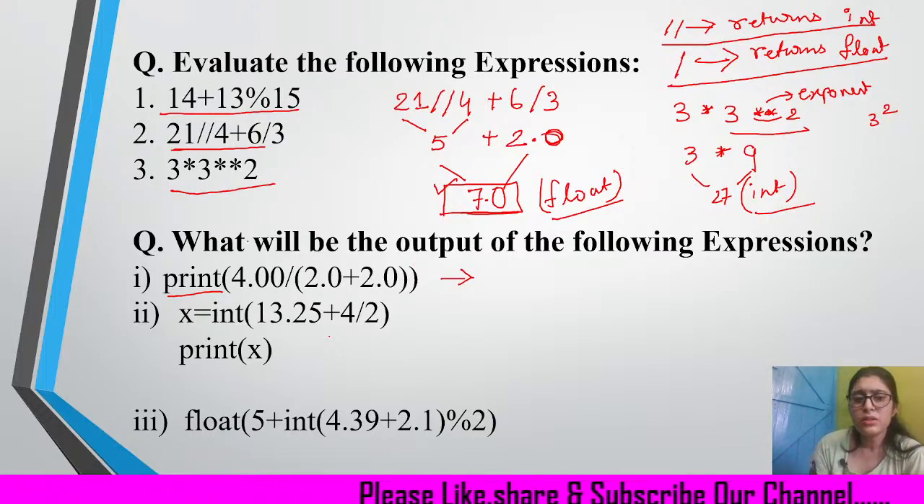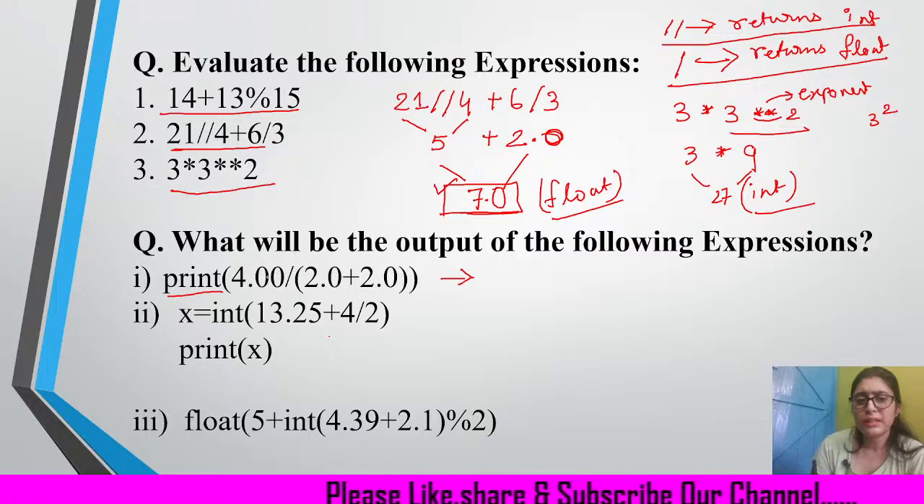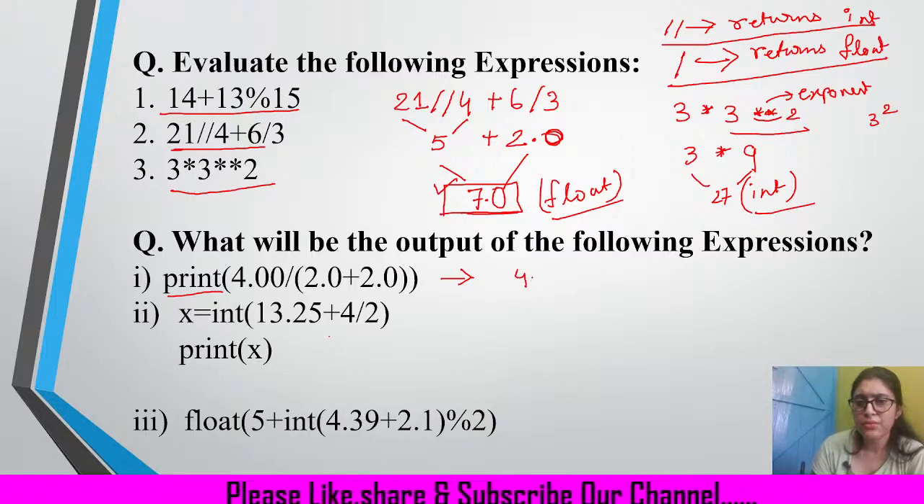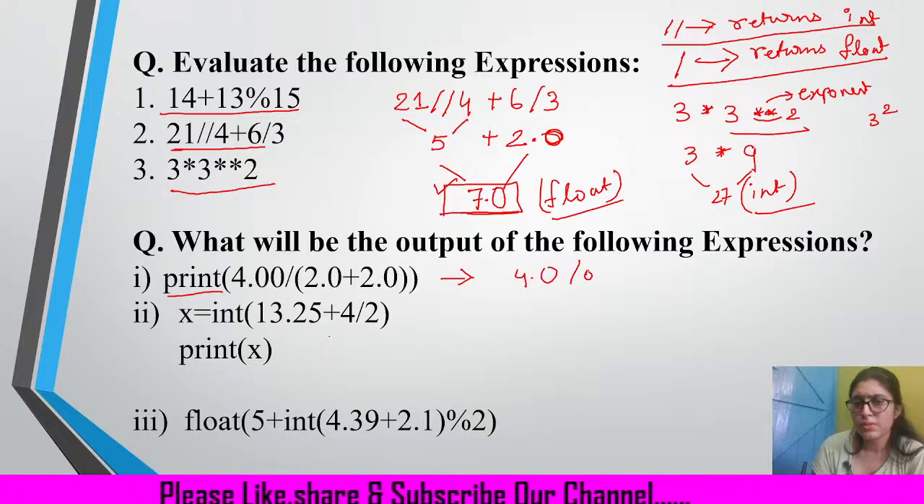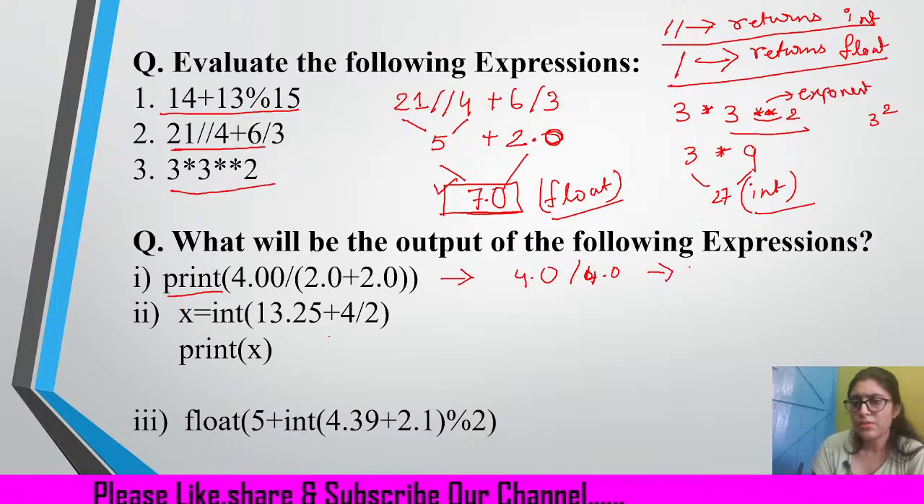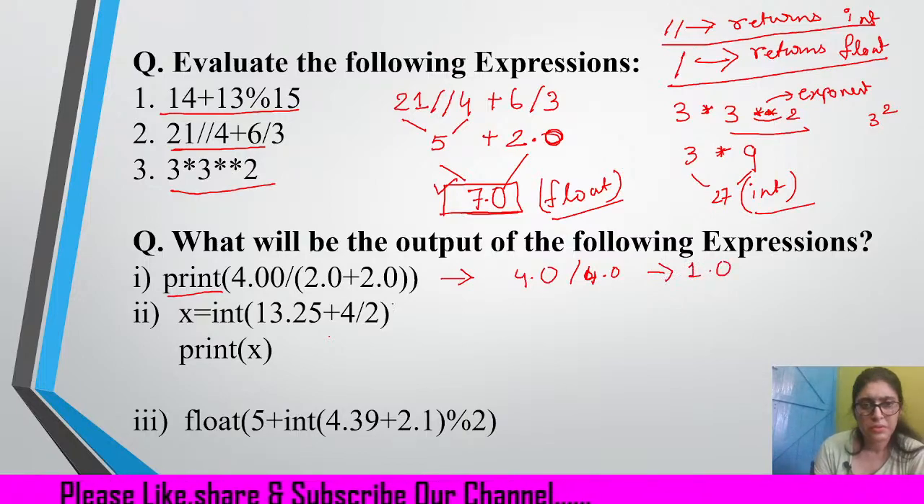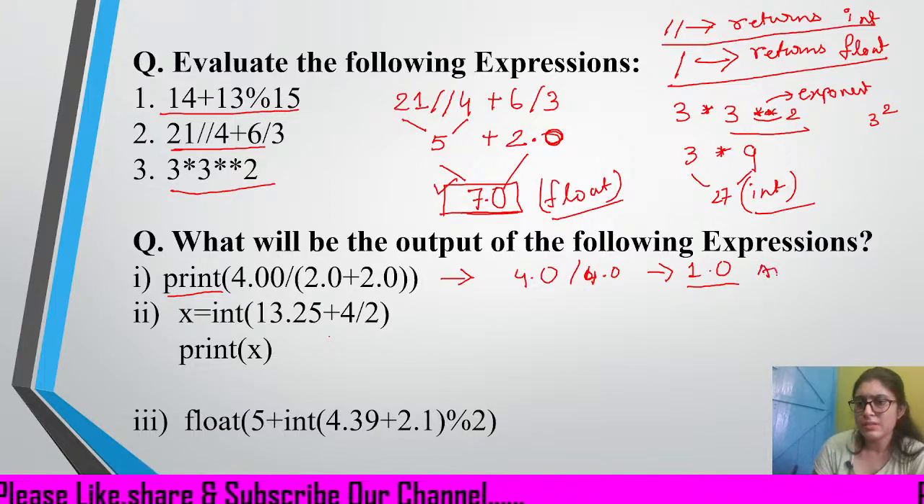Okay. Now see, 4.0 slash 2.0 plus 2.0. So here I will get 4.0 slash 2.0, and 2.0 will again make 4.0, and it will give you 1.0, right? The print statement will print this. So this is the final answer.